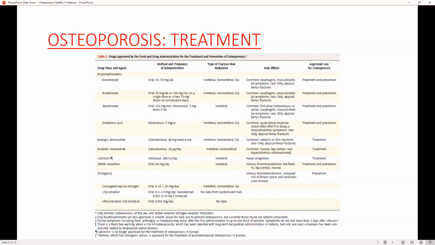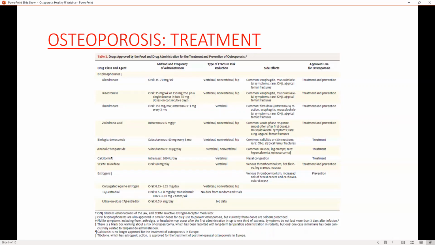Zoledronic acid or Reclast is an intravenous bisphosphonate that is typically given once a year for 3 years to patients who cannot tolerate the oral formulations. It does not cause heartburn since it is given through an IV. Patients sometimes experience temporary pain in the joints and muscles, which typically resolves within 2 to 3 days after treatment. Bisphosphonates should be used carefully in patients with kidney disease and are best avoided in people who have very low kidney function or kidney failure.